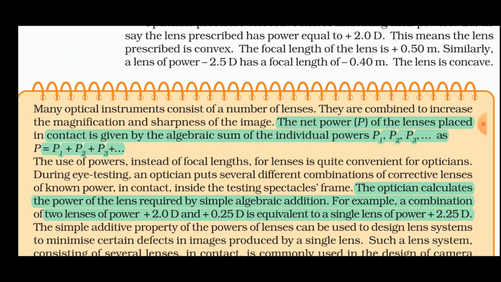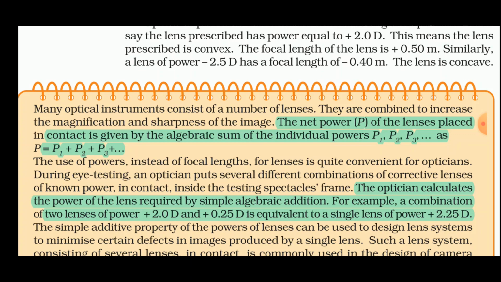Now, many optical instruments consist of a number of lenses. These are combined to increase the magnification and the sharpness of the image. The net power of lenses placed in contact is given by the algebraic sum of the individual powers P1, P2, P3, and so on. So P equals P1 plus P2 plus P3 and so on. The use of powers instead of focal lengths for lenses is quite convenient for opticians. During eye testing, opticians put several different combinations of corrective lenses, and the optician calculates the power of the lens required by simple algebraic addition.